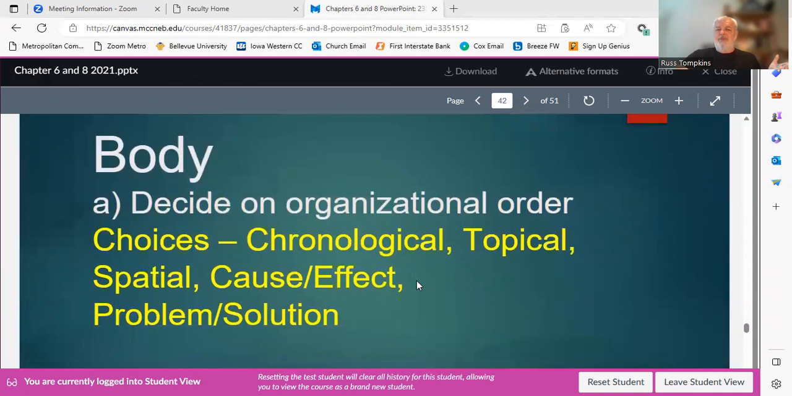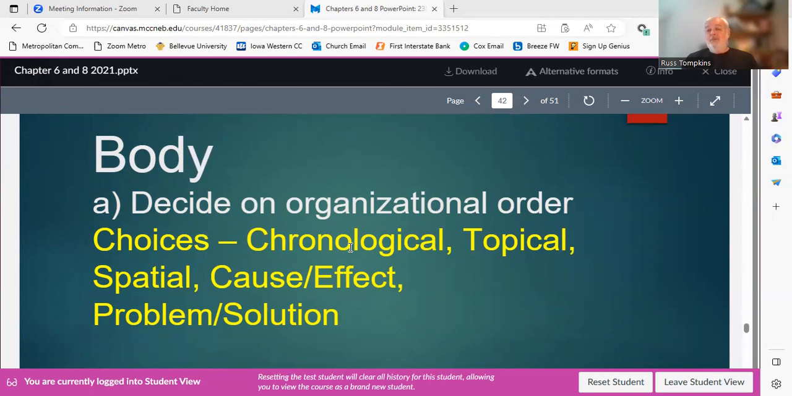Here are the choices that you have. You could do things chronologically. Or in the case of Ernest Hemingway, you could talk about his early life as a fisherman, then his later life, and then the end of his life. So that's done chronologically. You could do things topically, which is the usual or routine way of doing things.